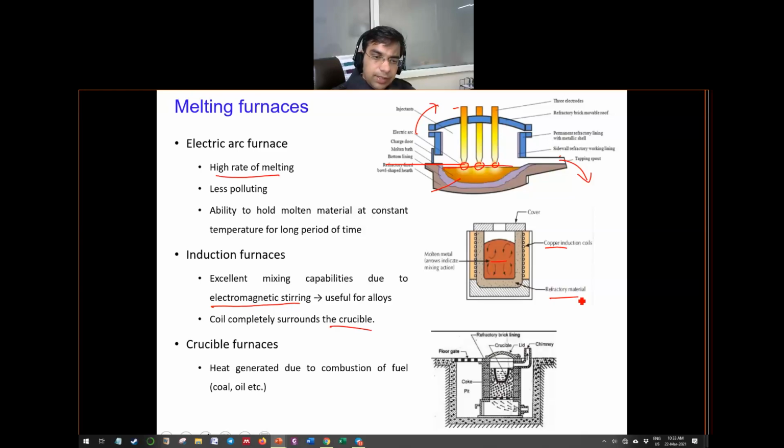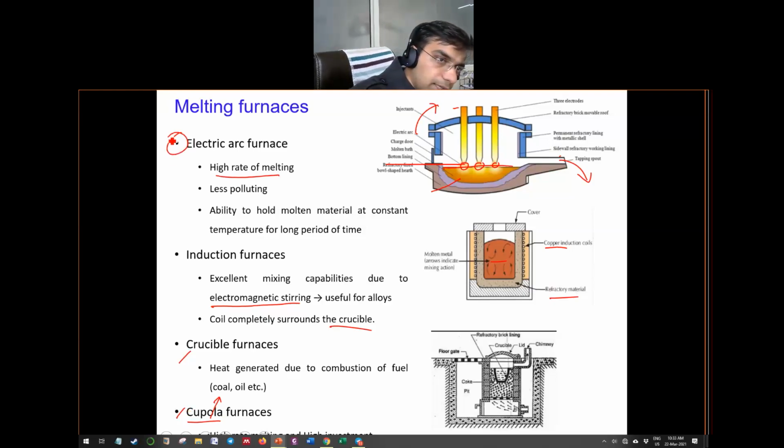Then there are the crucible furnaces, where the heat may be generated because of the combustion of some combustible material like coal or oil. The cupola furnace is an older form of furnace where it used coal, and oil or natural gas can also be used. But you can very well understand that these crucible or cupola furnaces, since they are based on burning hydrocarbon fuels, will cause environmental pollution. So these days, the electric arc or the induction furnaces are more popular. The other two types are now getting obsolete.